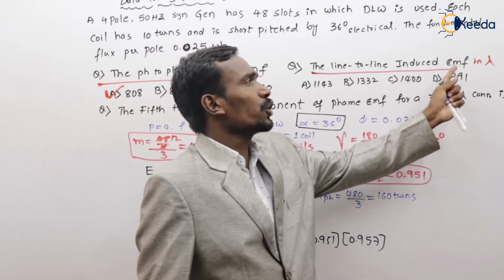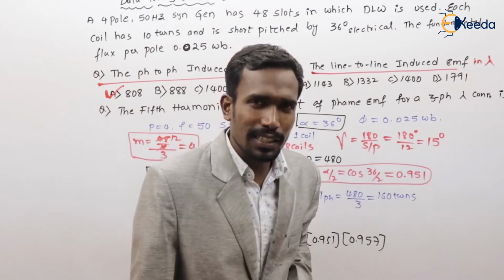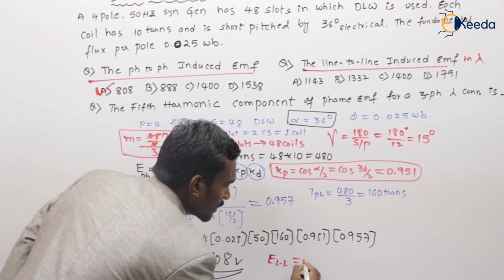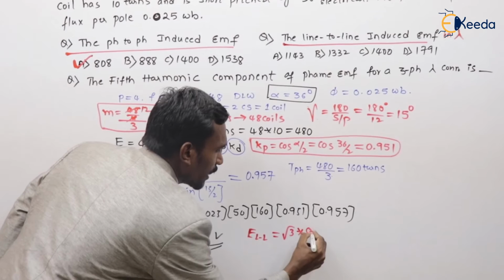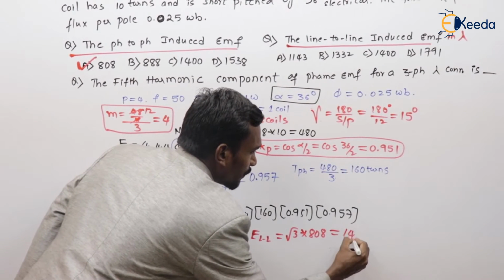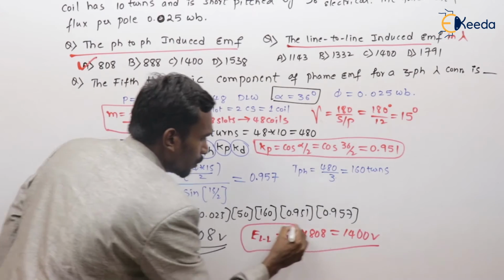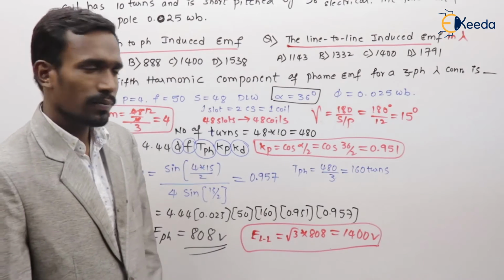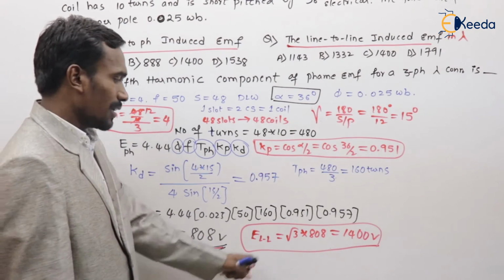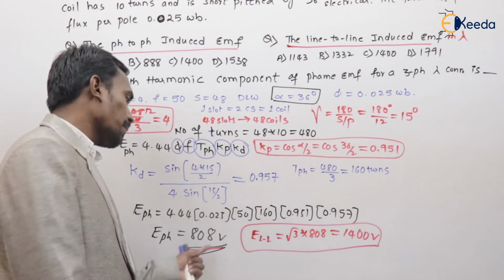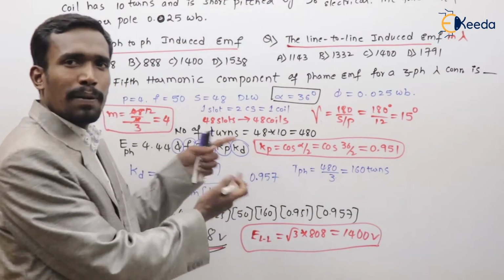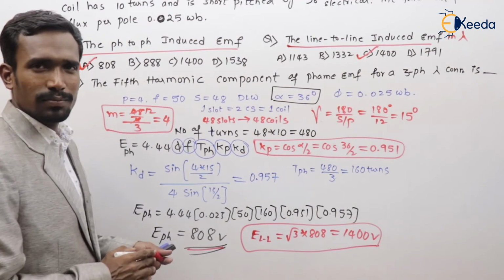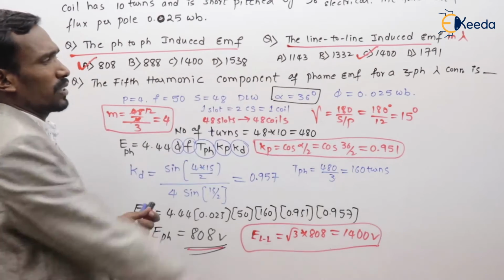Next, second question: the line-to-line induced EMF in a star connected alternator. What is line-to-line EMF? E line is equal to root 3 into E phase. We know the E phase value, and for star connection the line value is multiplied by root 3. If you calculate this value, you get 1400 volts for line to line. These are the answers for 2 questions.